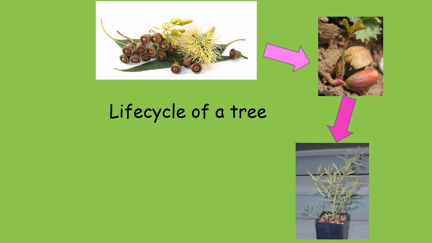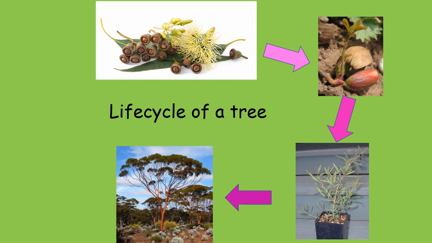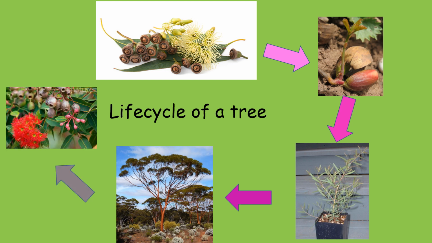Then it starts to grow and turns into a sapling, which is a small tree. This is a small tree here that's in a pot, but that can happen in the wild as well. Then that small tree grows and becomes a big tree, big, strong, beautiful tree. And eventually it makes flowers again and seeds, and those seeds fall down, and the cycle keeps going round and round. That's why it's called a life cycle.